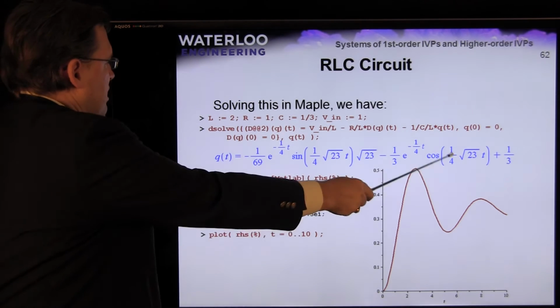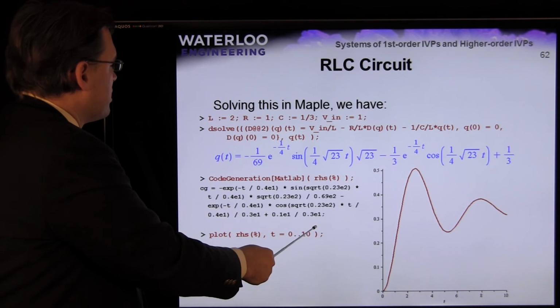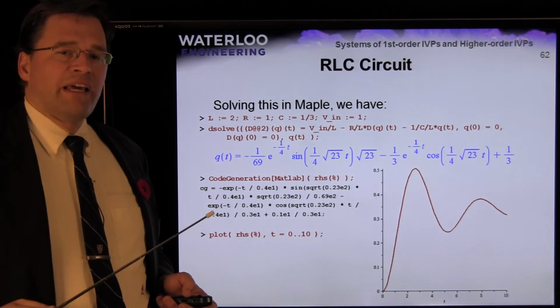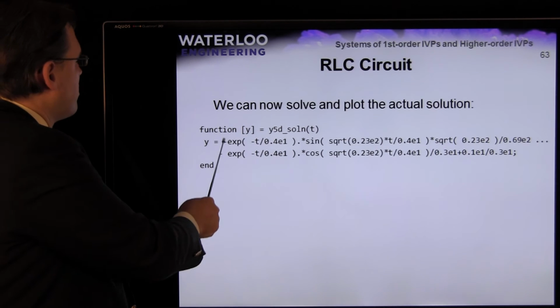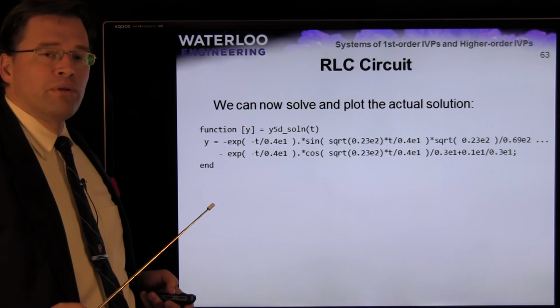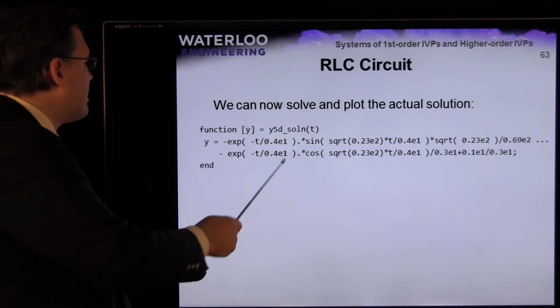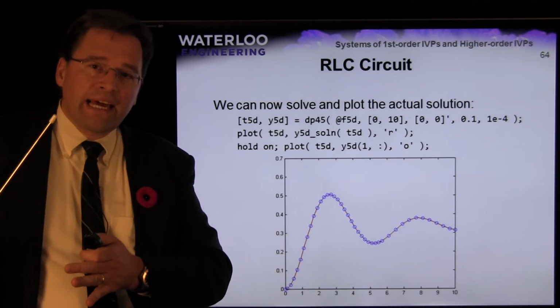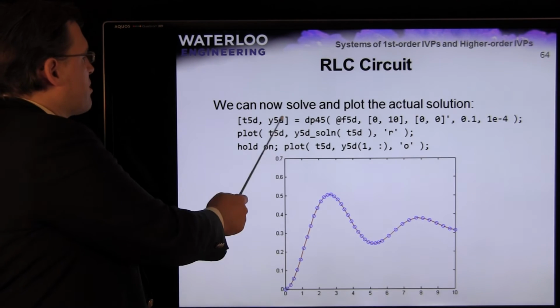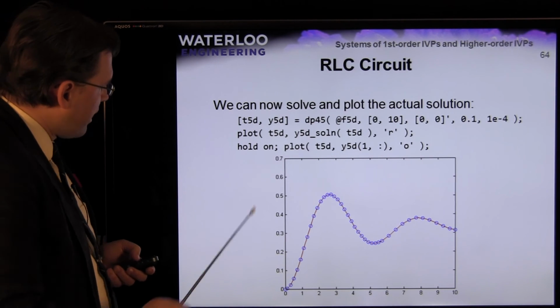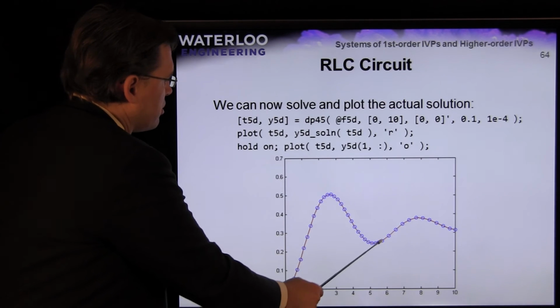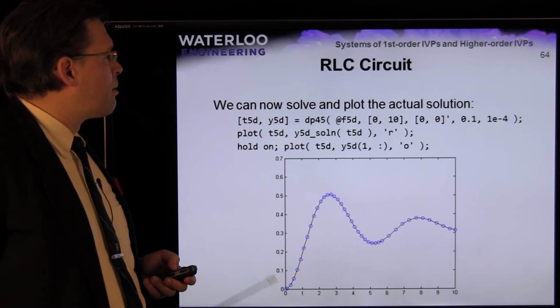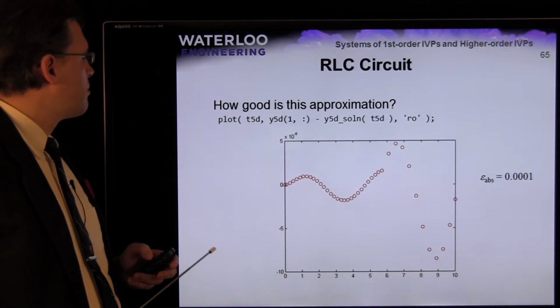Maple gives us this as the solution. I can do code generation to give us the output, and I can save the code generated by Maple in a Matlab file. So this is the exact solution, and I can compare the exact solution with what we found with dp4/5. And again, dp4/5 seems to do a reasonably good job on the interval from 0 to 10.